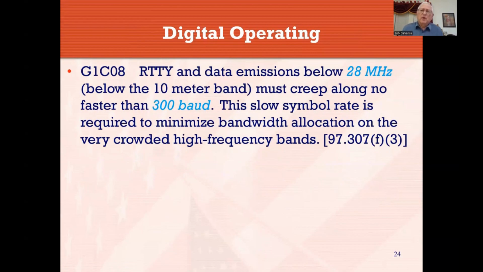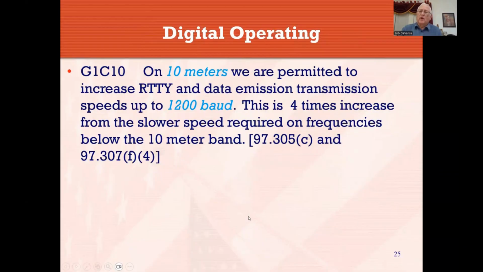Radio teletype emissions below 28 megahertz, below the 10-meter band, are limited to 300 baud, which is relatively slow. This slow rate is required to minimize the bandwidth allocation, so that keeps our bandwidth down. That's the reason we're limited to that. The exception is 1200 baud here on 10 meters. You can run up to 1200 baud, which is 4 times faster, and of course, it's perfectly okay to do that. The reason they're governing that is so that we don't splatter and hog up too much of the bandwidth when everybody's trying to share the band.